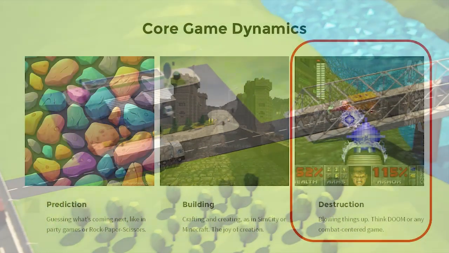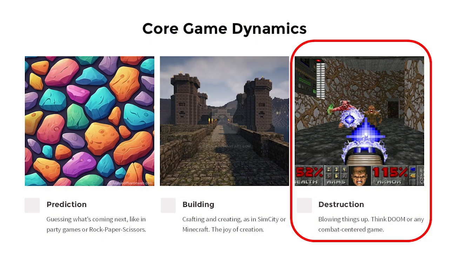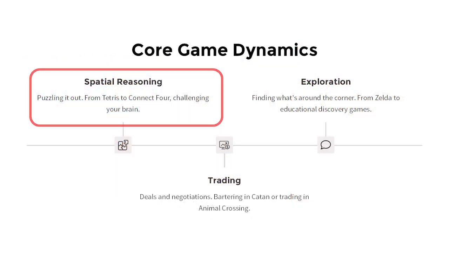Conversely, there's destruction. Sometimes it's all about blowing things up. Think Doom or any game where combat takes center stage. There is also spatial reasoning as a means for players to puzzle it out. From the clean lines of Tetris to the tactical placement in Connect 4, this dynamic challenges your brain.